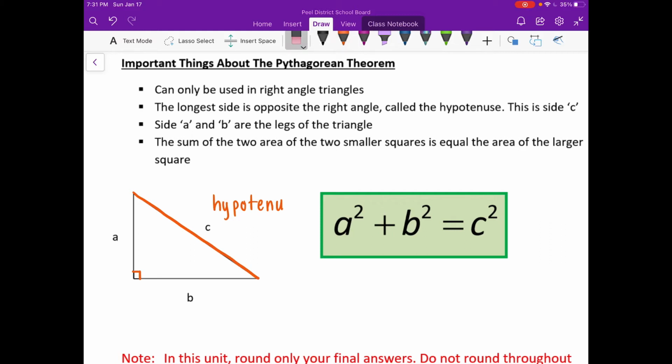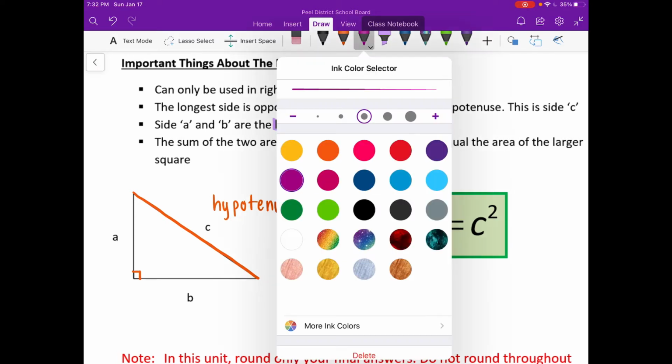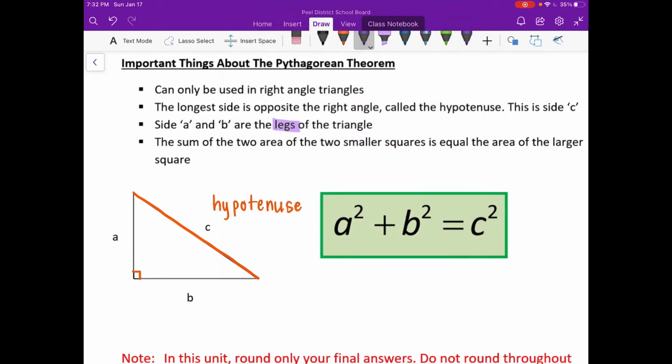And I honestly always struggle to spell this. Hypotenuse. I always forget the E at the end. So that's the hypotenuse, or side C. Side A and side B are what we call the legs of the triangle. So I'm just going to put that in, the legs of the triangle. So I'm going to put them in purple, right here, and right here.